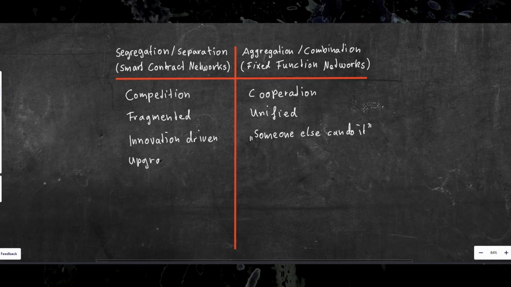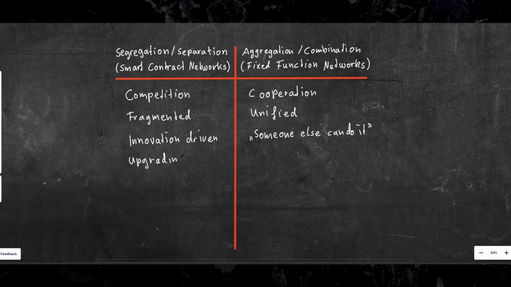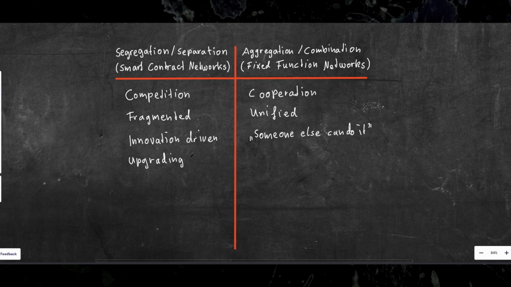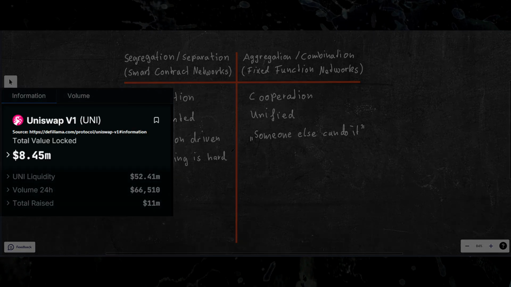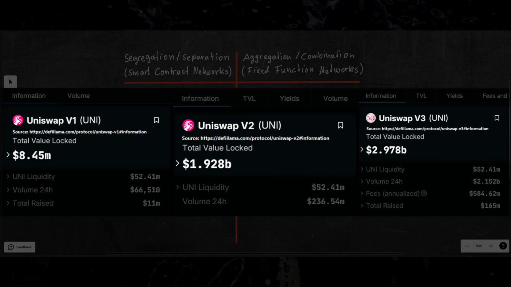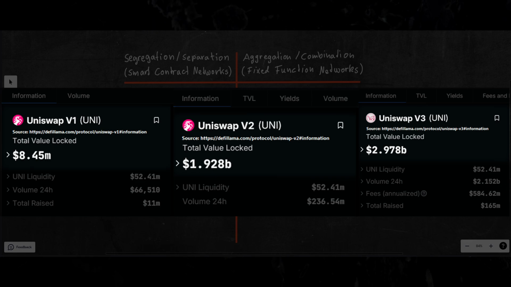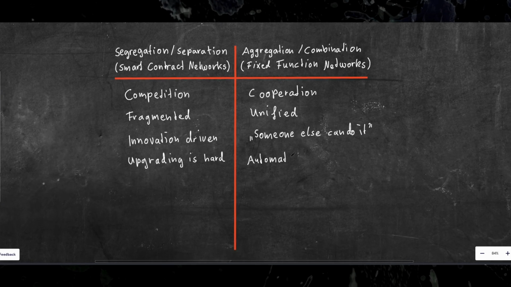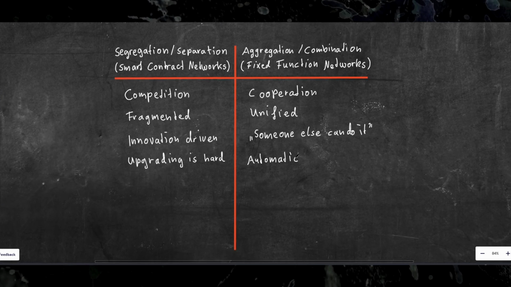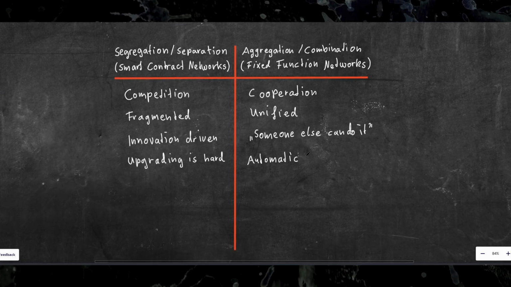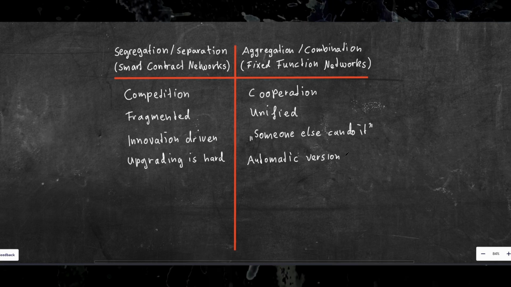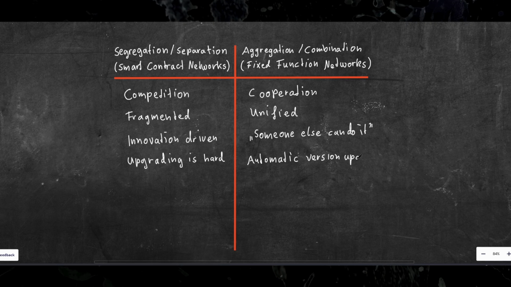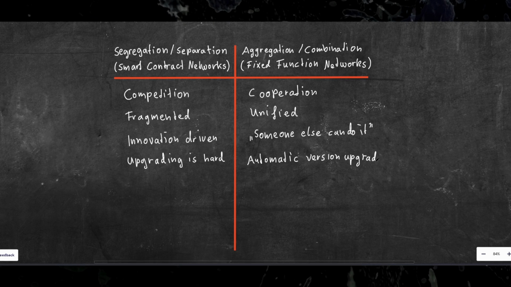Due to the immutable smart contract characteristic of a segregated network, upgrading on the protocol level is very hard, as seen with Uniswap version 1, 2 and 3, which not only fragments liquidity within the ecosystem, but within different versions as well. In fixed function networks, it's way easier to iterate through different DEX versions because it always happens automatically for every DeFi participant and protocol-wide, without any user having to do anything to leverage the better opportunity.